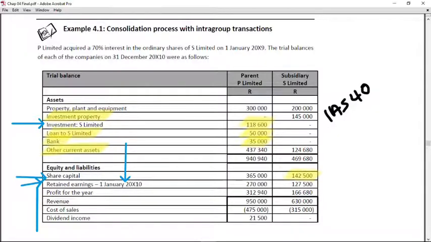Then revenue and cost of sales for P&S is given. And here you see some dividend income in the parent. Now the parent is an equity participant in the subsidiary. It's got an investment in the subsidiary. So this dividend, we expect that to be the dividend income from the subsidiary. But remember, we can never assume that. You always need additional information to confirm that information.